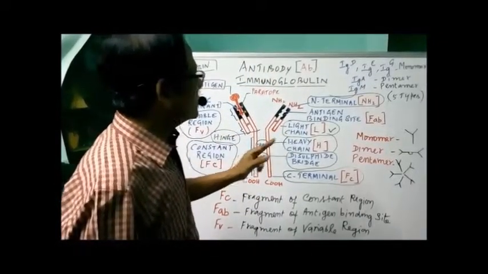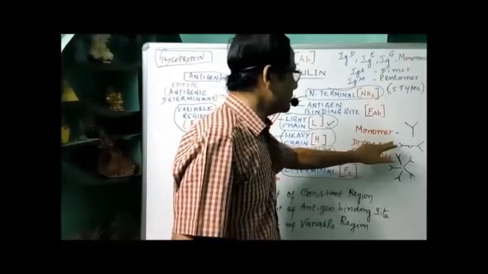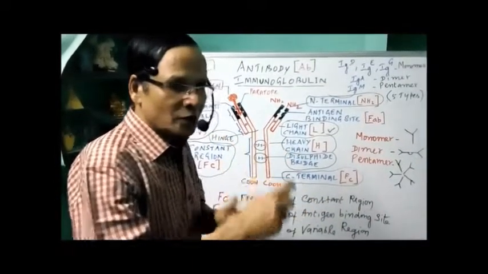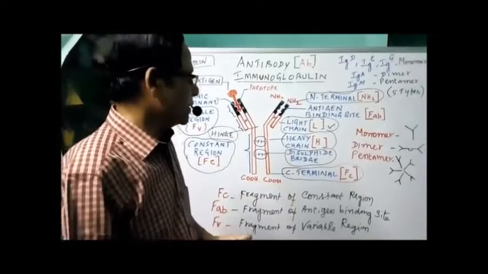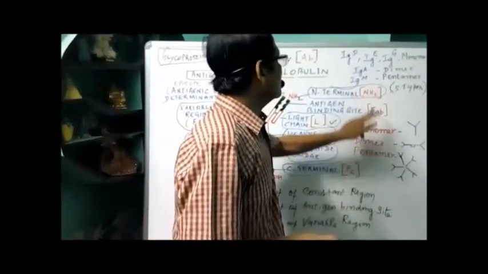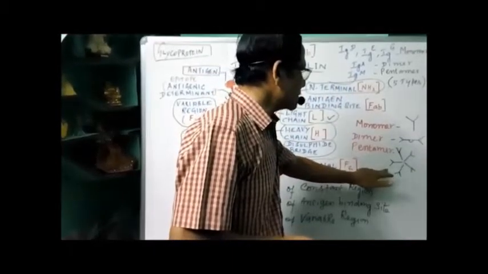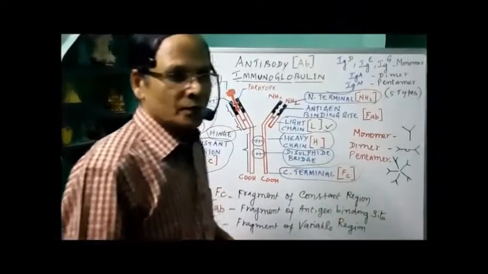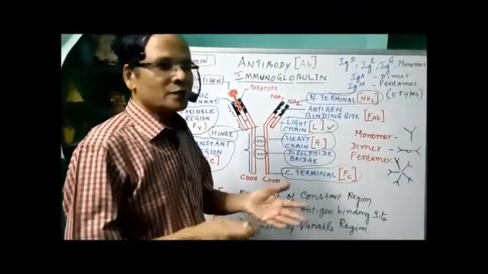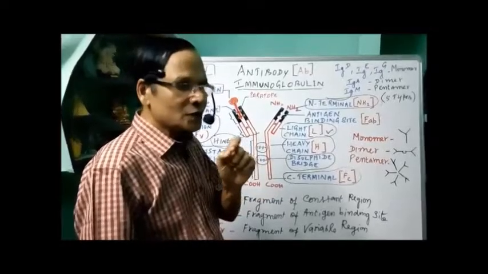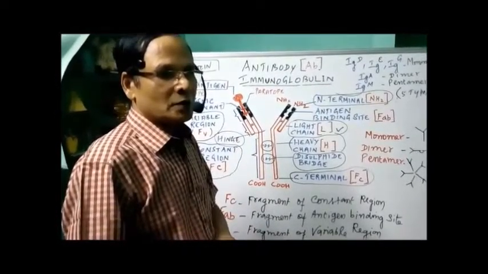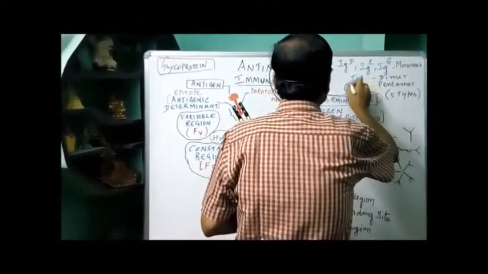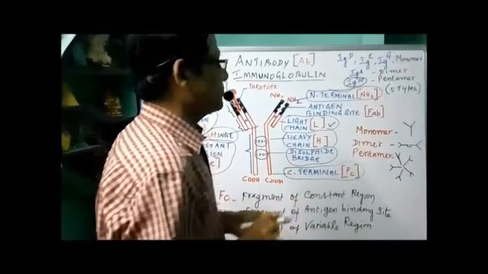Then IgA is a dimer. It is formed of 2 immunoglobulin molecules. They are united by means of special proteins. Then the pentamer. IgM is a pentamer, having 5 different antibodies. They are all joined together by specific proteins. Now the first formed antibody during infection is nothing but IgM. The first formed antibody, IgM.